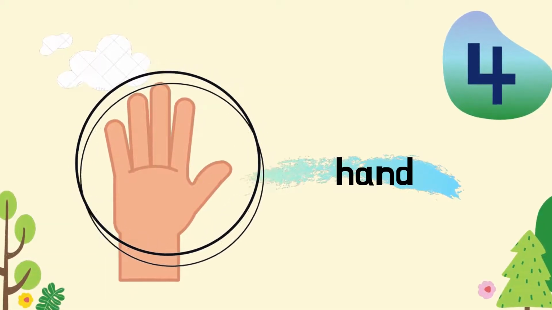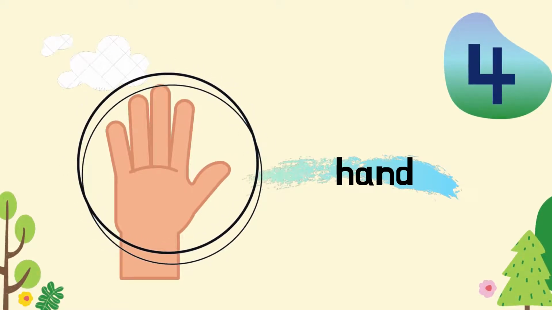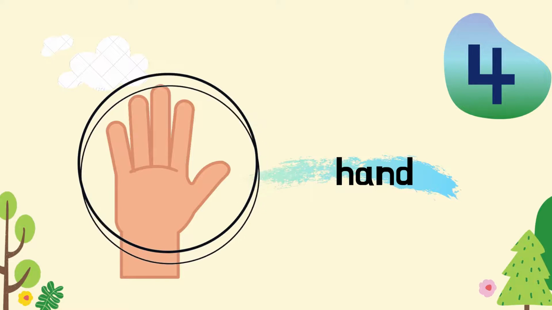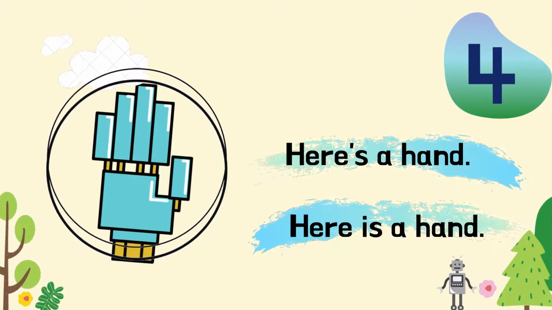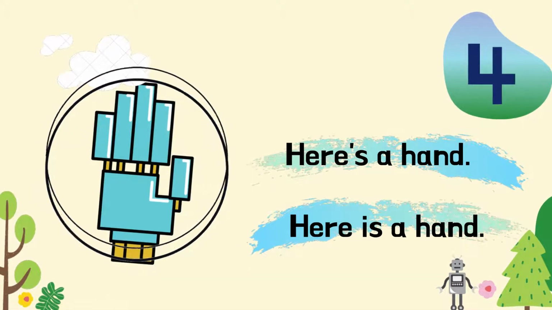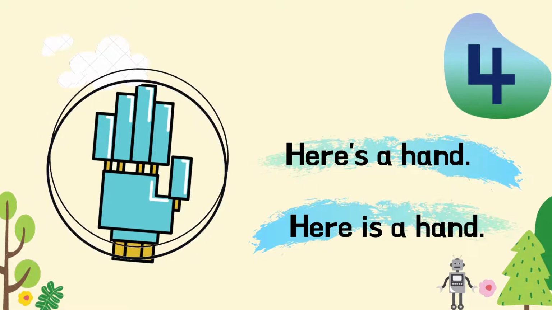Now, look at the circle. Look at the picture and the circle. That's what we call hand. Let's read together. Hand. Well done. Now, let's read the sentence about the robot hand. Here's a hand. Here is a hand. Let's read together again. Here's a hand. Here is a hand. Again, both of the sentences have the same meaning.